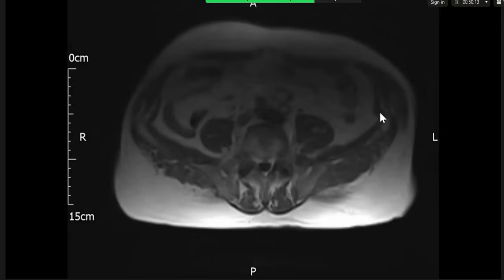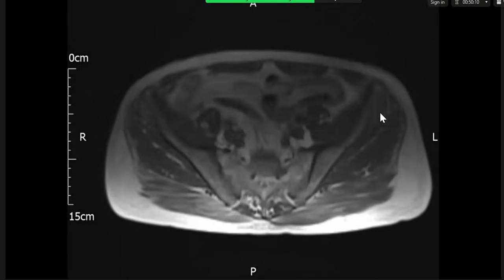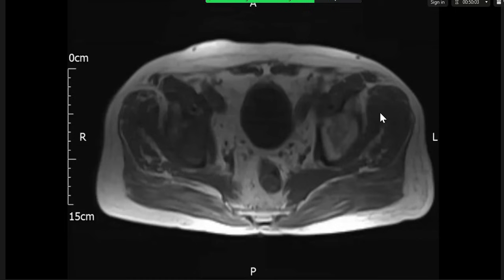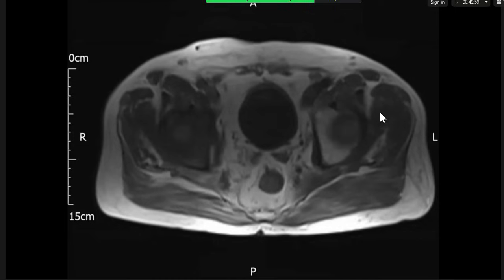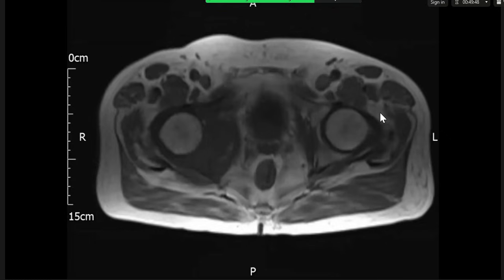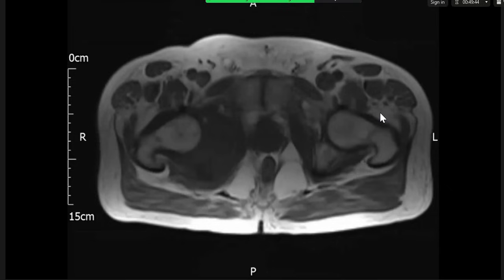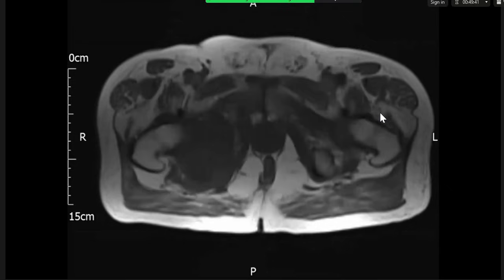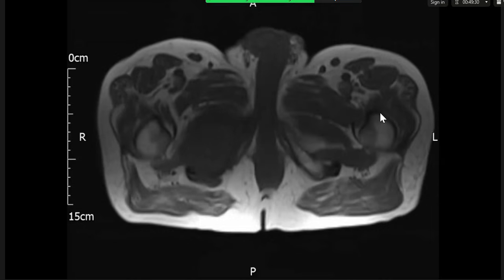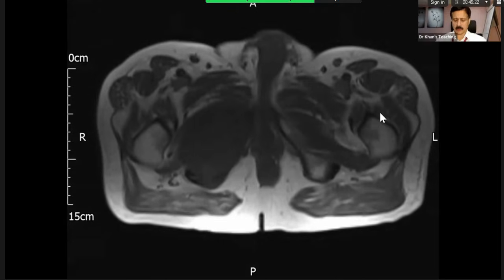So T1 axials of the pelvis. There's a hypointense signal in the right acetabulum, replaced with a large lobulated soft tissue mass, replacing where the acetabulum should be, and involving the muscles of the perineum and obturator. Because of time factor, please keep continuing. You have got more sequences.